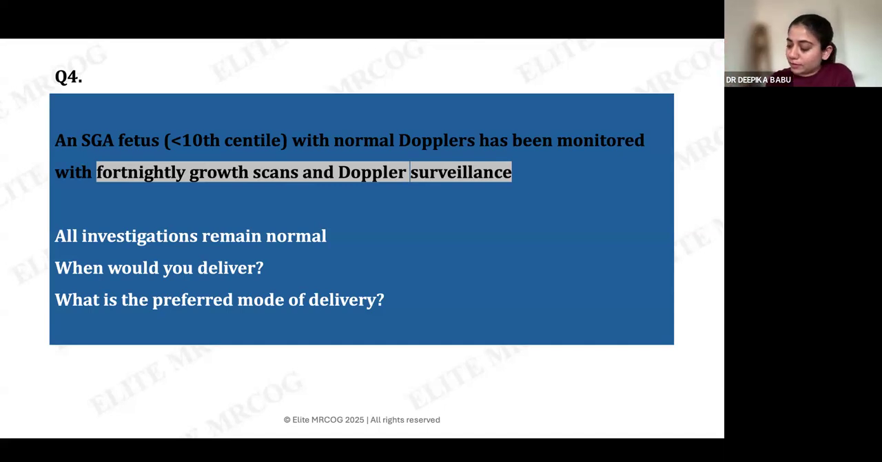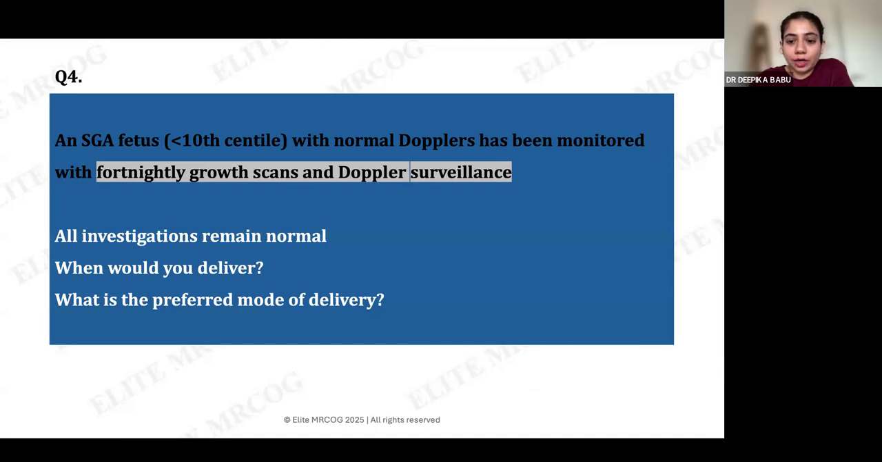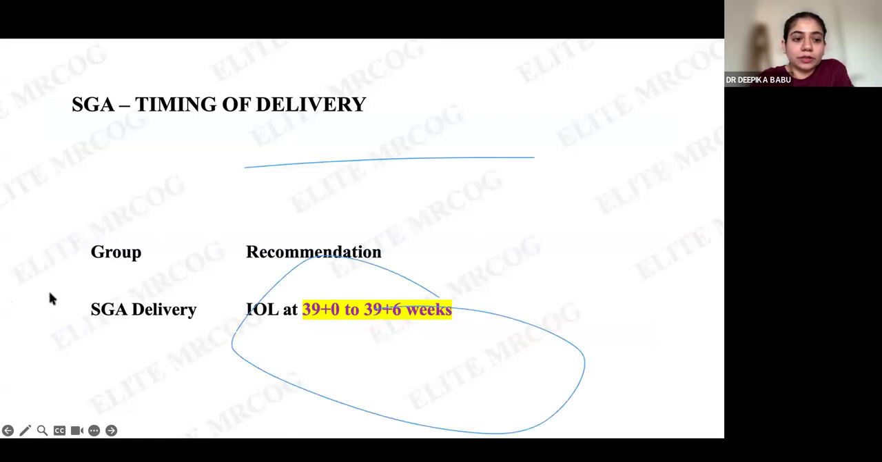And the mode of delivery, please. Can go for normal delivery. Yeah, induction. Okay, induction of labor for her between 39 to 39 plus 6 weeks. Perfect. Next question. So this is what I have put here, that for SGA, the timing of delivery is 39 to 39 plus 6 weeks. Okay.